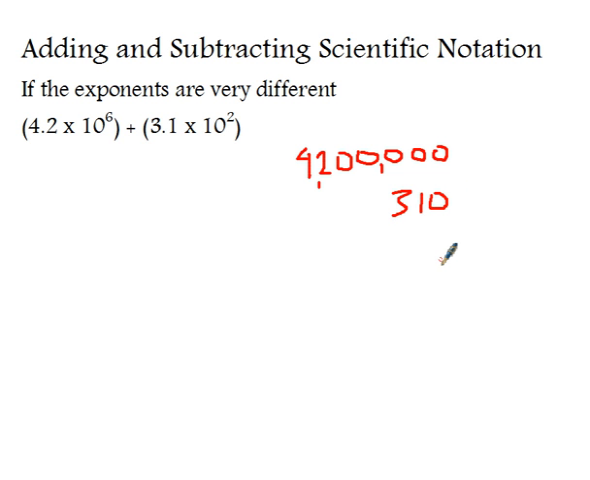Now 310 may seem like a large number, but in comparison to over 4 million, it's relatively insignificant. When you're adding two things of vastly different sizes, you pretty much just have the biggest number. For example, if I took the weight of an elephant and added the weight of a mouse, that's pretty much just going to be the weight of the elephant. The weight of the mouse is too small to be significant. In this case, 310, or 3.1 times 10 to the 2nd power, is too small to be significant.